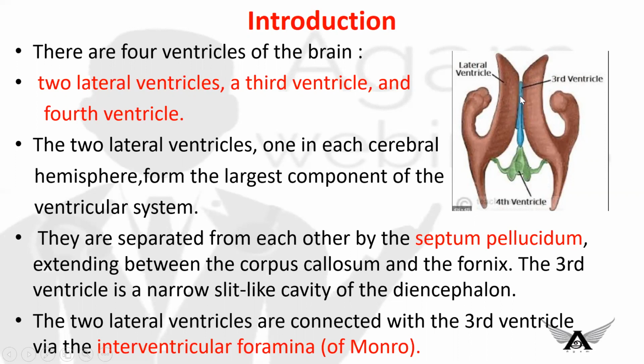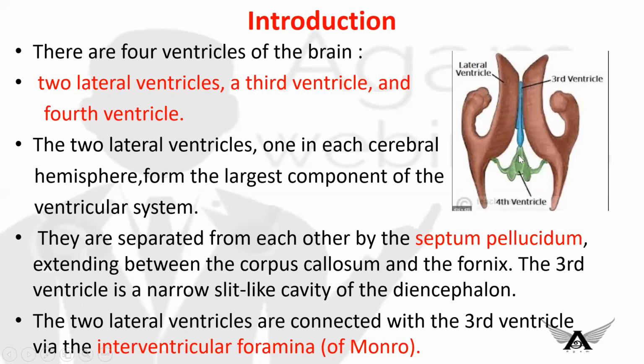See, the blue thing is the third ventricle. It is located in the diencephalon. The brown thing is the lateral ventricle. It is C-shaped. We'll have more parts in the lateral ventricle, and we'll study that. The lateral ventricles are located in the cerebral hemisphere, so you'll have right and left lateral ventricles. This is the third ventricle. This is the fourth ventricle, which is the green thing.